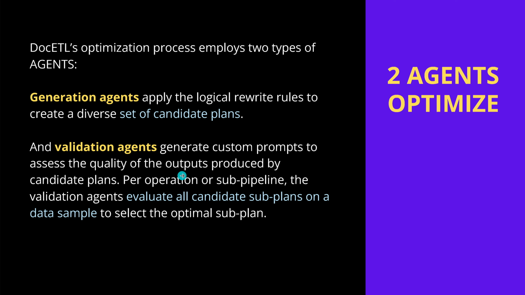So per operation with our operators, or if we choose from the complete ETL pipeline, the data pipeline, a specific sub-pipeline, the validation agents evaluate all candidate sub-plans on a data sample to select the optimal sub-plan. So what we have is trial and error. The system is just trying it out. It says, okay, give me the code for your sub-plan, for your particular sub-pipeline, and I will calculate it and I will evaluate the outcome. And then I can tell which is the optimal sub-plan for your specific task, for your specific ETL pipeline.